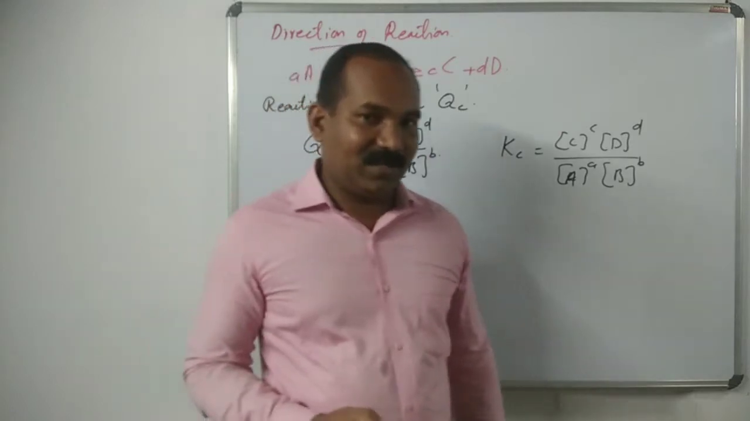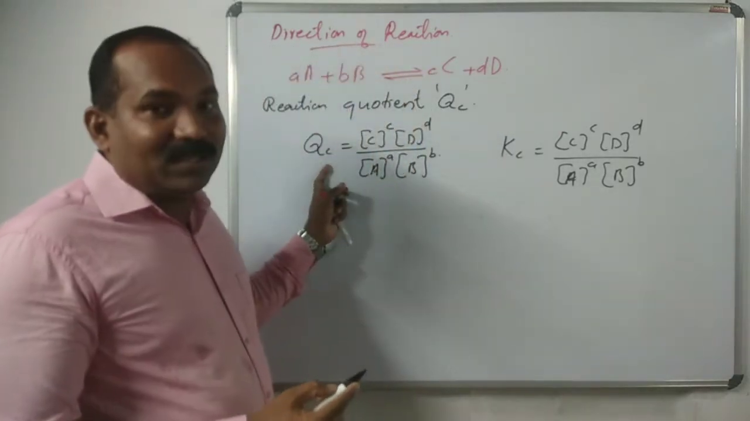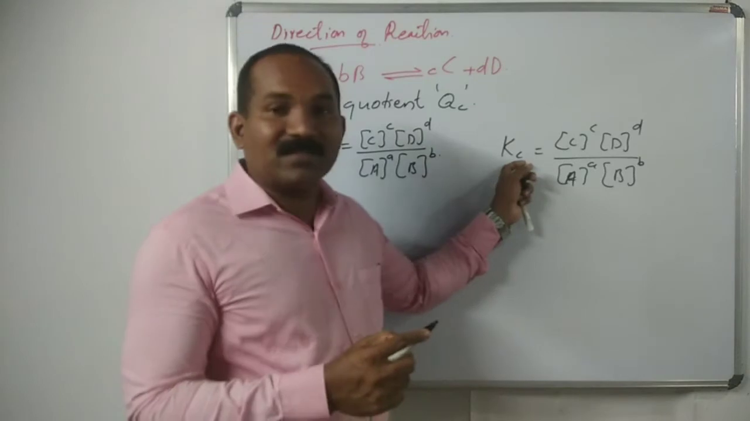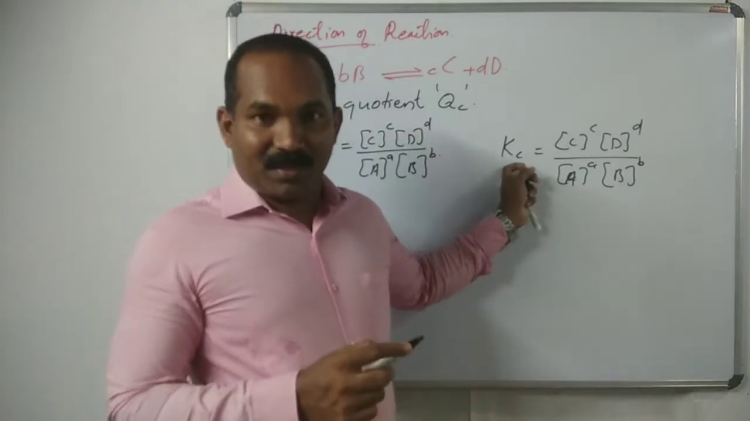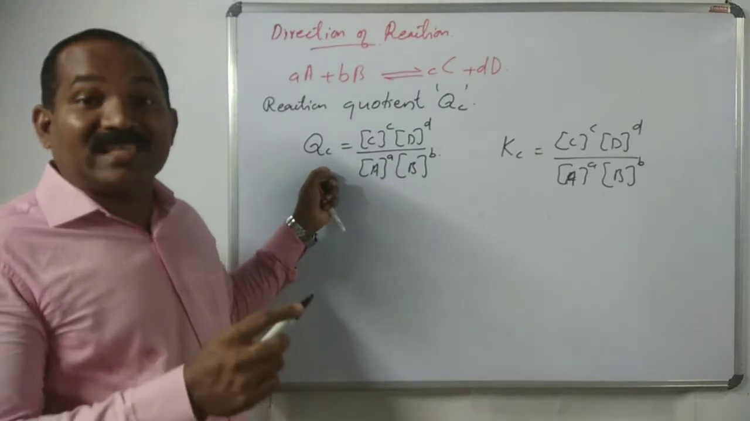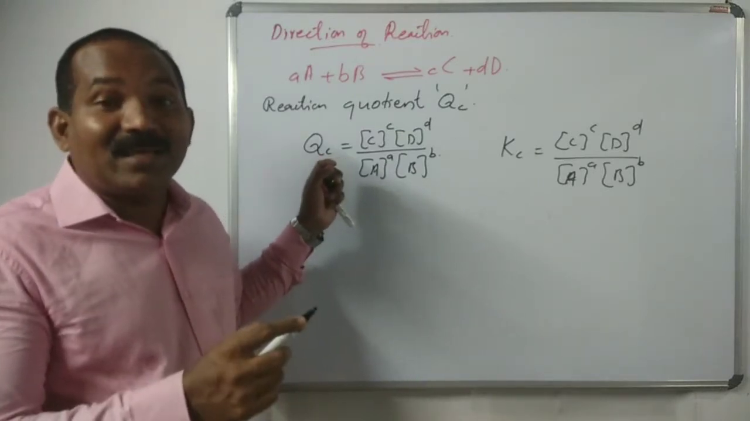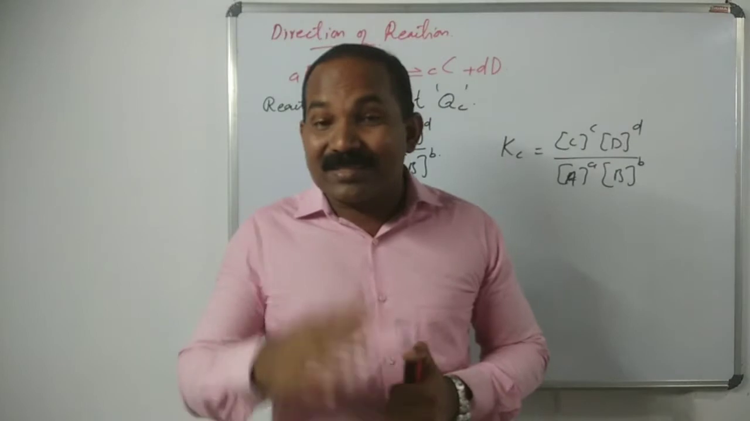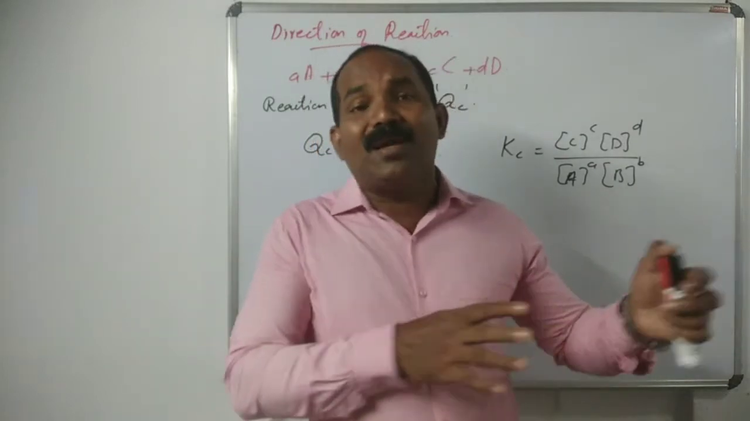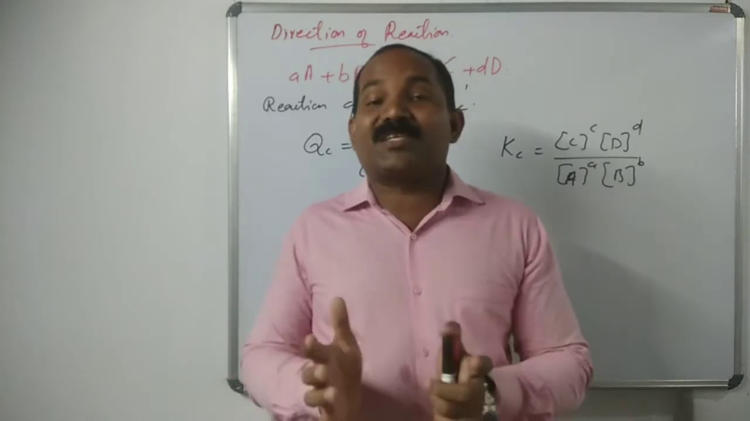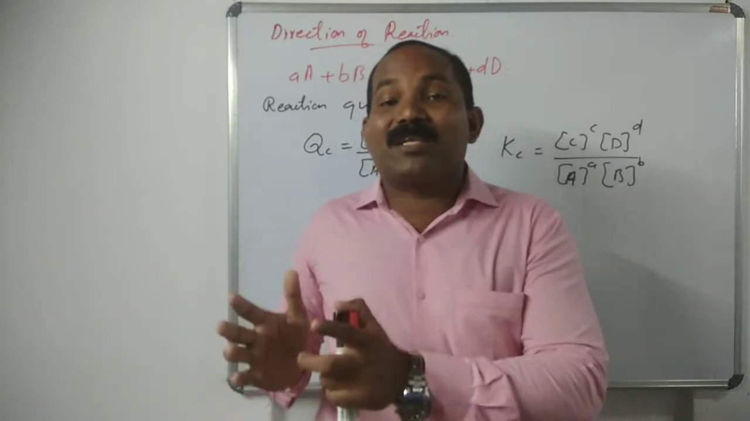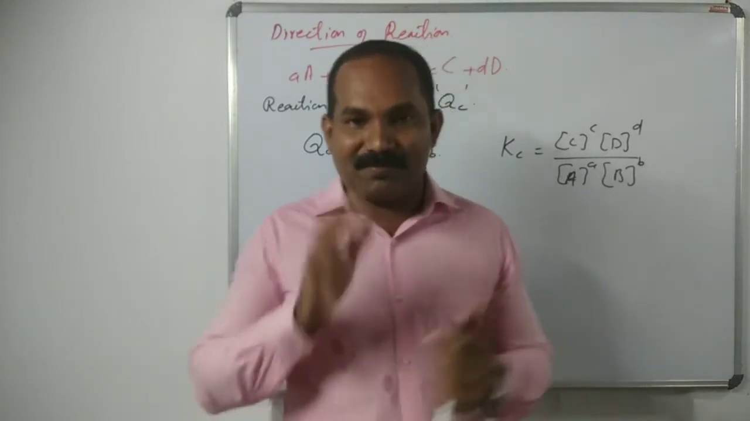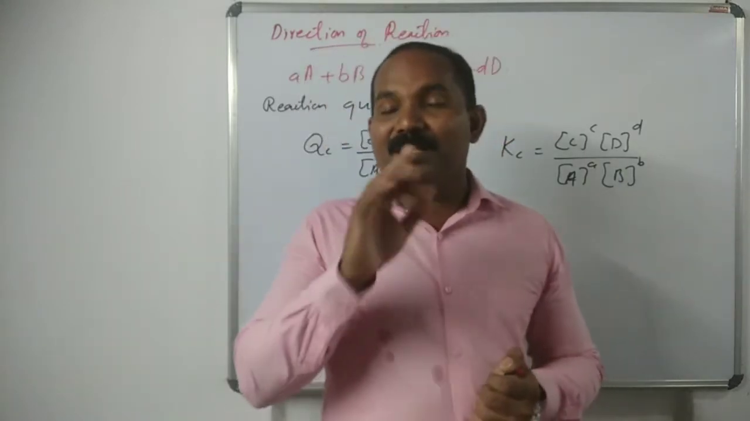And remember that the concentrations in Qc are not necessarily the equilibrium values. In Kc, the concentrations are at equilibrium. In the case of Qc, the concentrations are not necessarily equilibrium values. That's the difference. Qc and Kc have the same expression, but Kc uses concentrations at equilibrium, while Qc uses the molar concentrations at any time. Here also we consider three conditions.